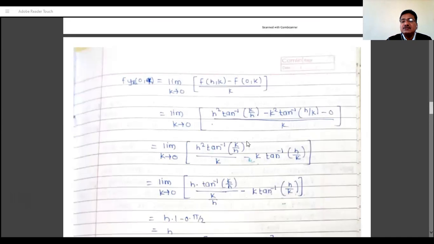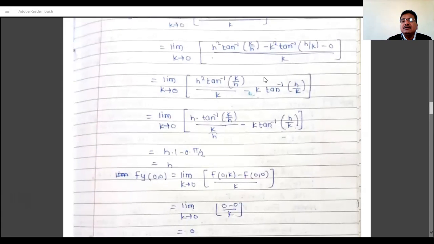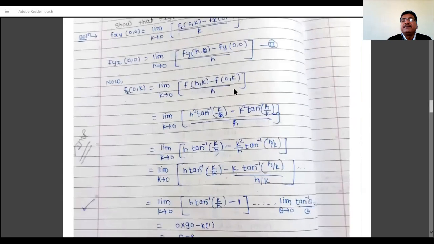h square, and k tends to 0. Here is the adjustment: the limit of this factor is 0, and for the other factor we shift one h out of this h square to the denominator, so that becomes 1 by h. So 1 by h into k is k by h, and the limit of this factor is 1. The limit of h is itself h, and the limit of k is 0 as k tends to 0. The limit of tan inverse h by 0, that is tan inverse infinity, is pi by 2. And 0 into pi by 2 is 0. So the answer is h. And lastly, we find Fy00.